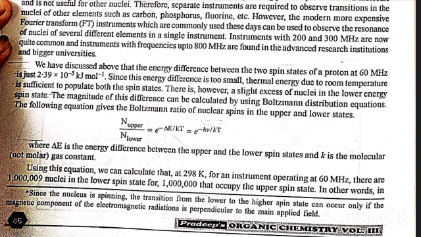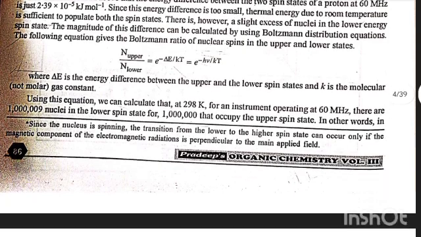We have discussed above that the energy difference between the two spin states of a proton at 60 MHz is just 2.39 × 10^-5 kilojoule mole inverse. Since this energy difference is too small, thermal energy at room temperature is sufficient to populate both the spin states. There is, however, a slight excess of nuclei in the lower energy spin state. The magnitude of this difference can be calculated by using the Boltzmann distribution equation. The following equation gives the Boltzmann ratio of nuclear spins in the upper and lower state.